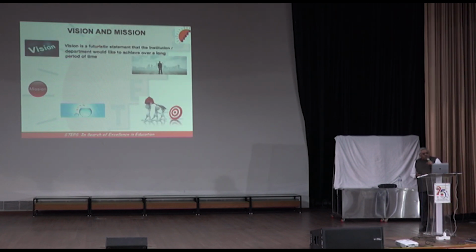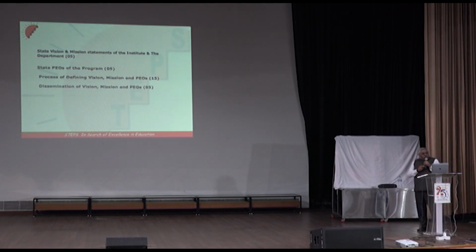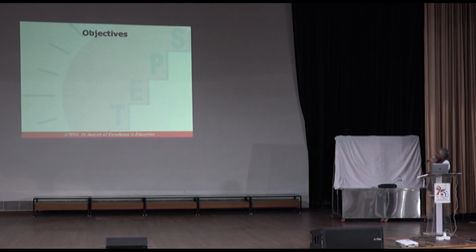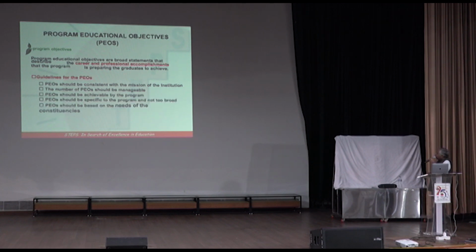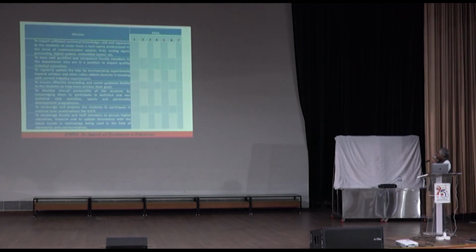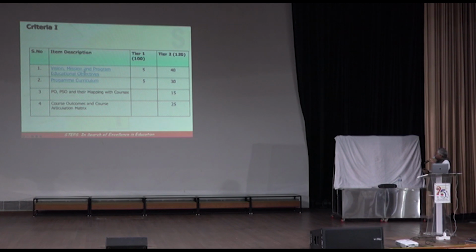Vision, mission, you already know. So the numbers are these. State the vision and mission of the institute and department is 5 marks. PO is 5 marks. Defining vision, mission, PO is 15 marks. Dissemination is 5 marks. This we already know. Objectives, this is for the general public who doesn't know what exactly it means. So that is this. Program curriculum.